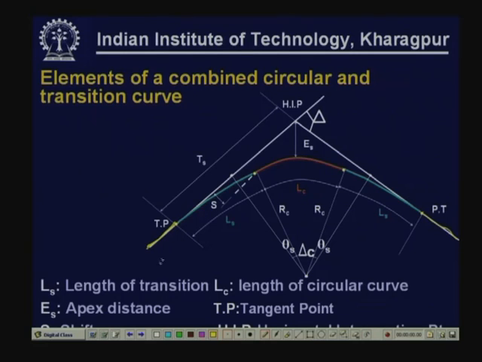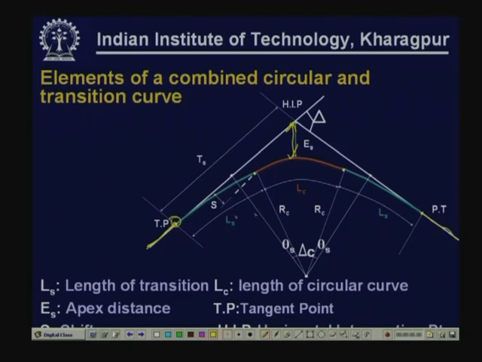Now, in this case, at both ends of the circular curve, the transition curves are introduced. So, this is the length, which is the length of the transition curve. The red line shows the length of the circular curve. This ES, this distance, is known as the apex distance.